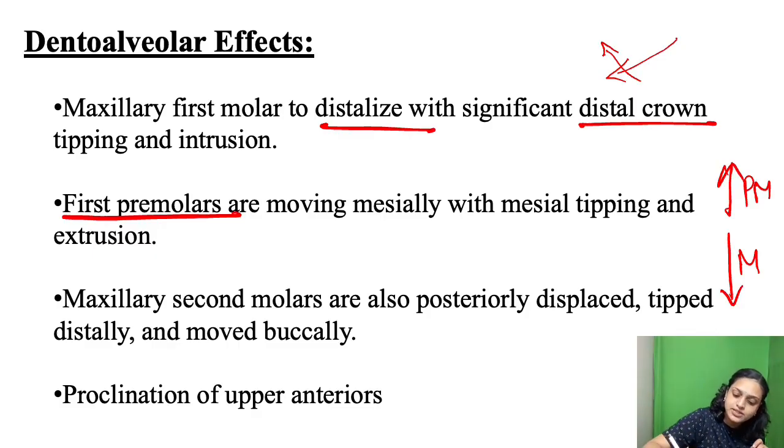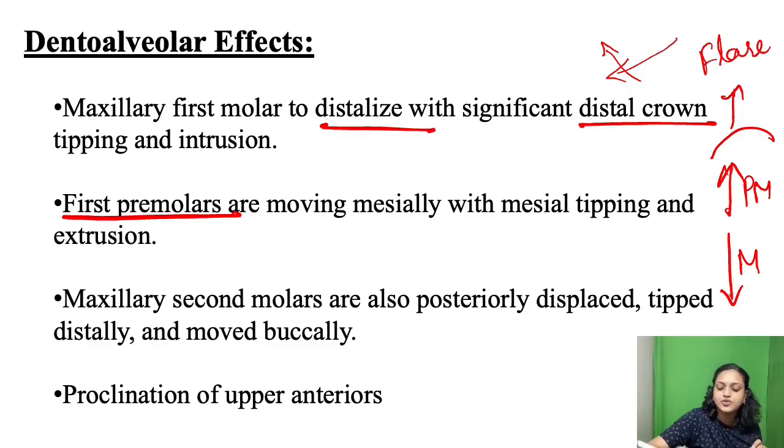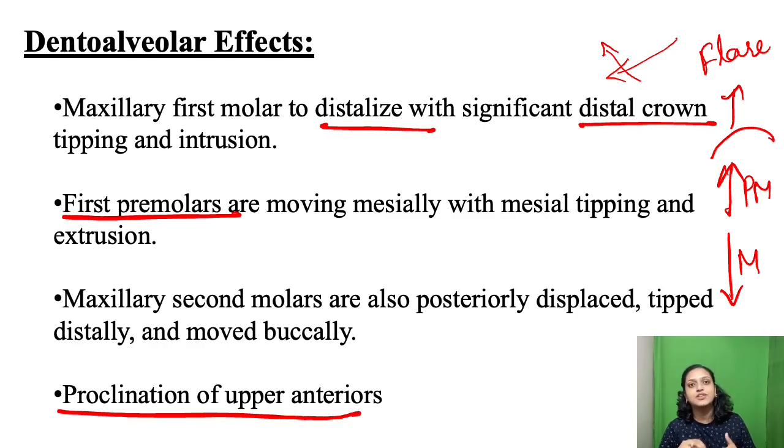Not just the premolars, the anteriors are also going to flare. So it's like the molar is pushing the entire arch front and moving back. So that's what happens in molar distalization. So proclination of upper anterior is seen. So maxillary second molars, if they are present, are also tipped distally.